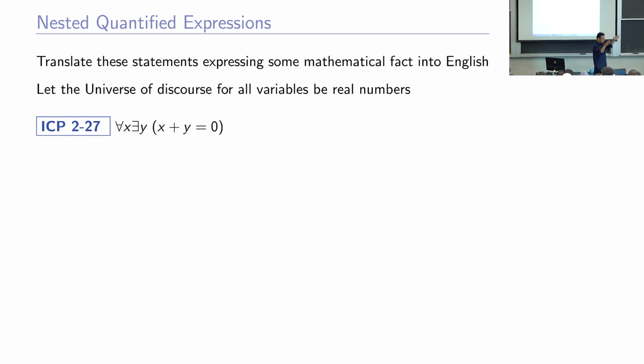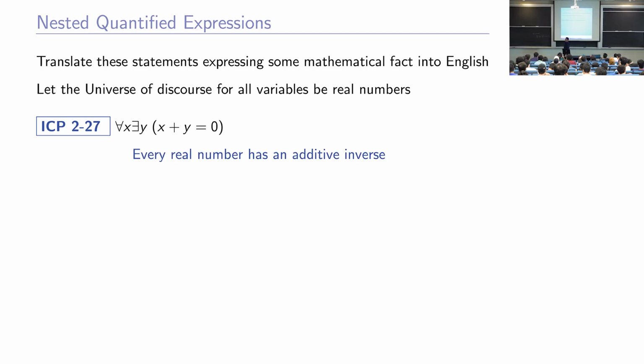There could be many ways to translate it. There are deeper and deeper levels of precision that you can do, but that's my attempt at this, and try your own. Every real number except 0 has a multiplicative inverse. Every non-zero real number has a multiplicative inverse. How would you write that?